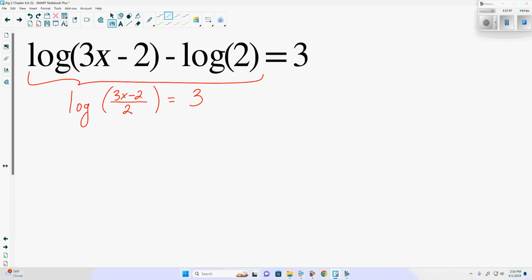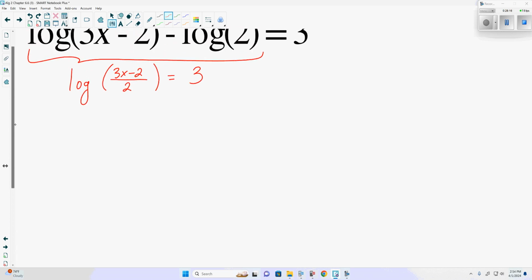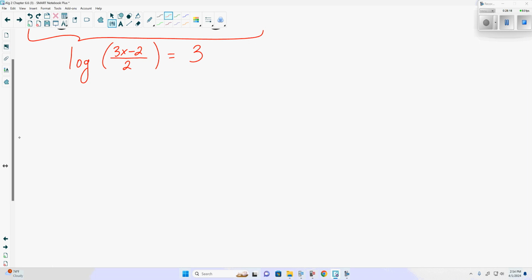Now this only really adds a stipulation if we do have a variable in the bottom of a fraction, because we would have to eliminate those as possible choices, anything that would make the division be 0. But for the most part, it's not too much of an addition, because if the second log would have had a 0 in it, it would be thrown out anyways, because we can't have one of these logs be 0.